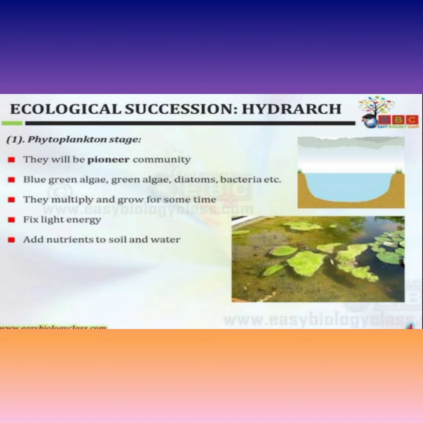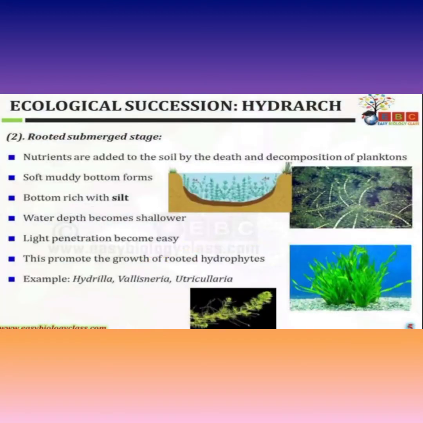They multiply and grow, and over time fix the light energy and the nutrients in the soil and water. That is the first pioneer stage, known as the phytoplankton community. Then the rooted submerged stage. Nutrients are added to the soil by the death and decomposition of phytoplankton. A soft muddy bottom forms, rich with silt, the water depth becomes shallower, and light penetrates easily. This promotes the growth of rooted hydrophytes like Hydrilla, Vallisneria, Utricularia.